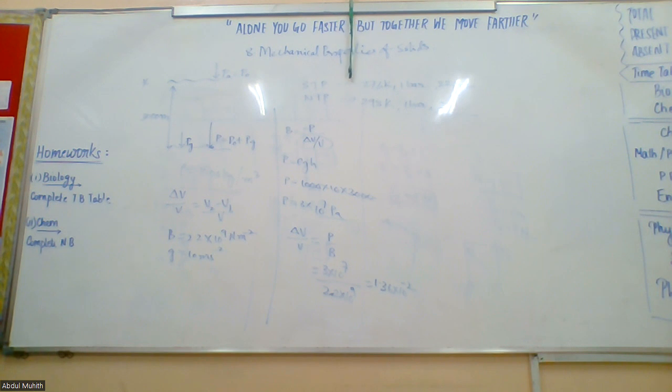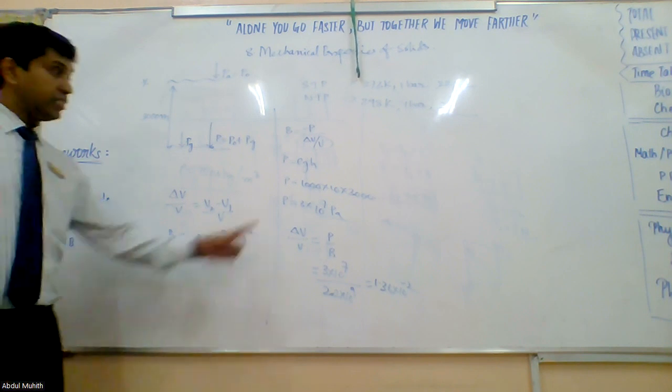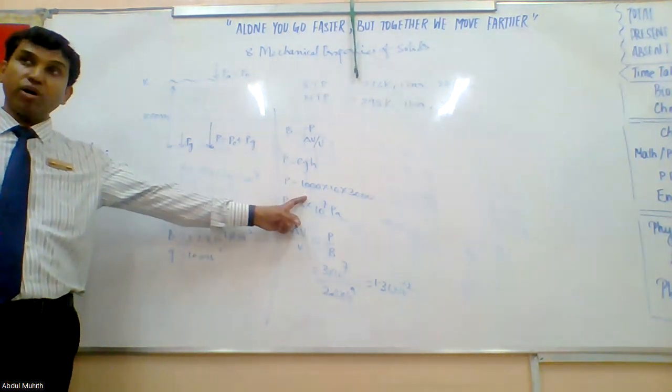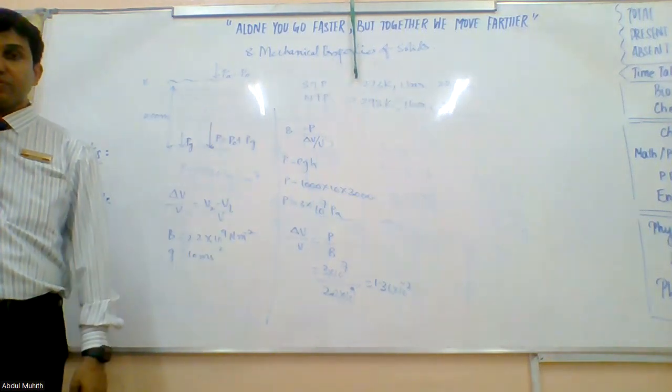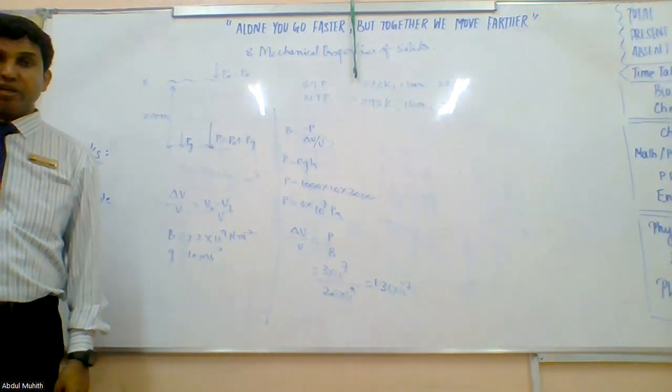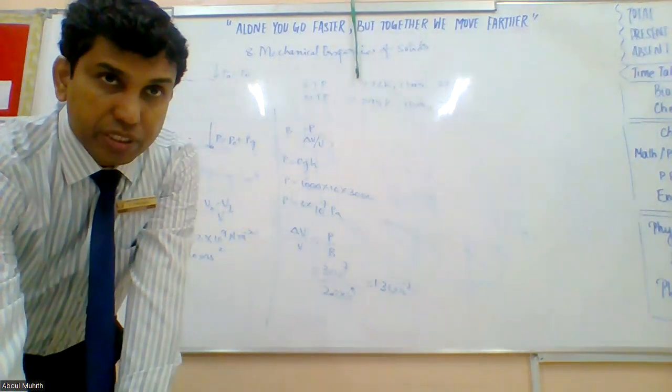Okay, shall we go to the next question? Where were you? Mass by volume, what do you want? Density. The density of water is how much? 1000, that's the standard value. Okay, just give me 2 minutes, I will just drink.